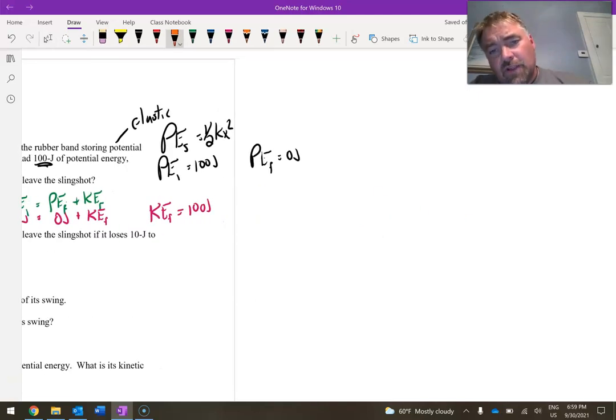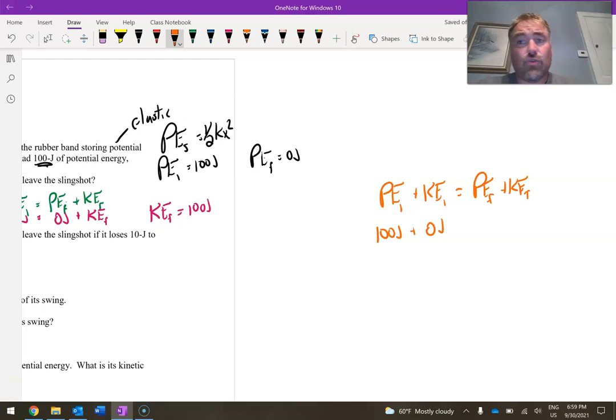We still have our potential energy initial plus kinetic energy initial is equal to potential energy final plus kinetic energy final. But now we know that this initially is 100 joules for potential energy. The kinetic energy is still 0 joules because it's not moving. When it releases, potential energy final now becomes 0 joules, and it tells us that the kinetic energy final, let me change this, is going to be 90 joules. Now, so you have 100 is equal to 90. We know that that's not true.